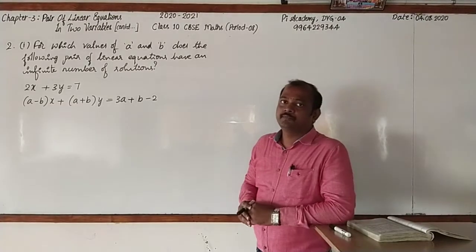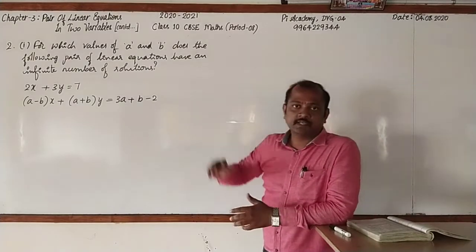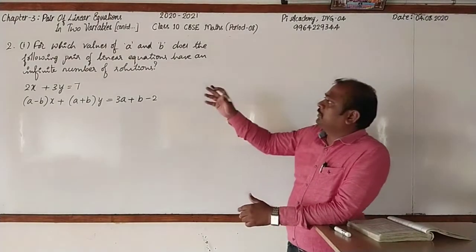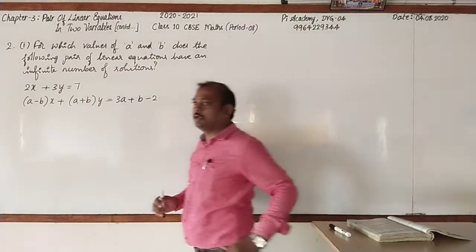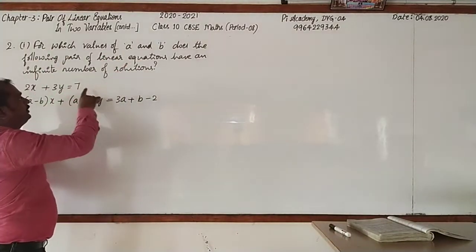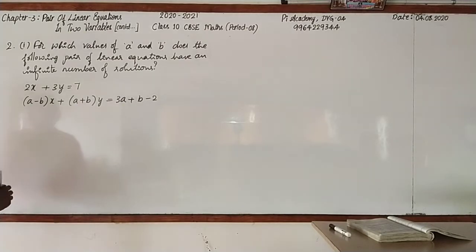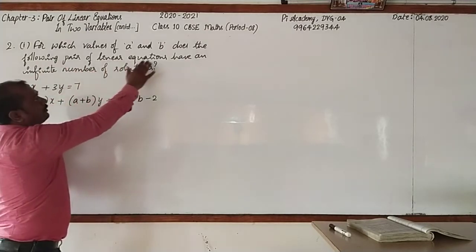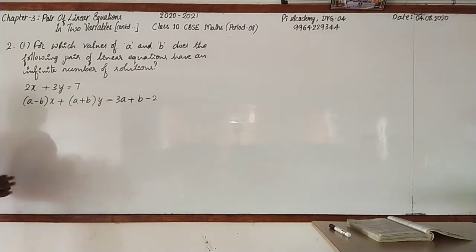Dear students, now we are moving to the second main. In second main, the first sub-question has been given like this. For which values of a and b in the given equations does the following pair of equations have an infinite number of solutions? Hope that you have understood.